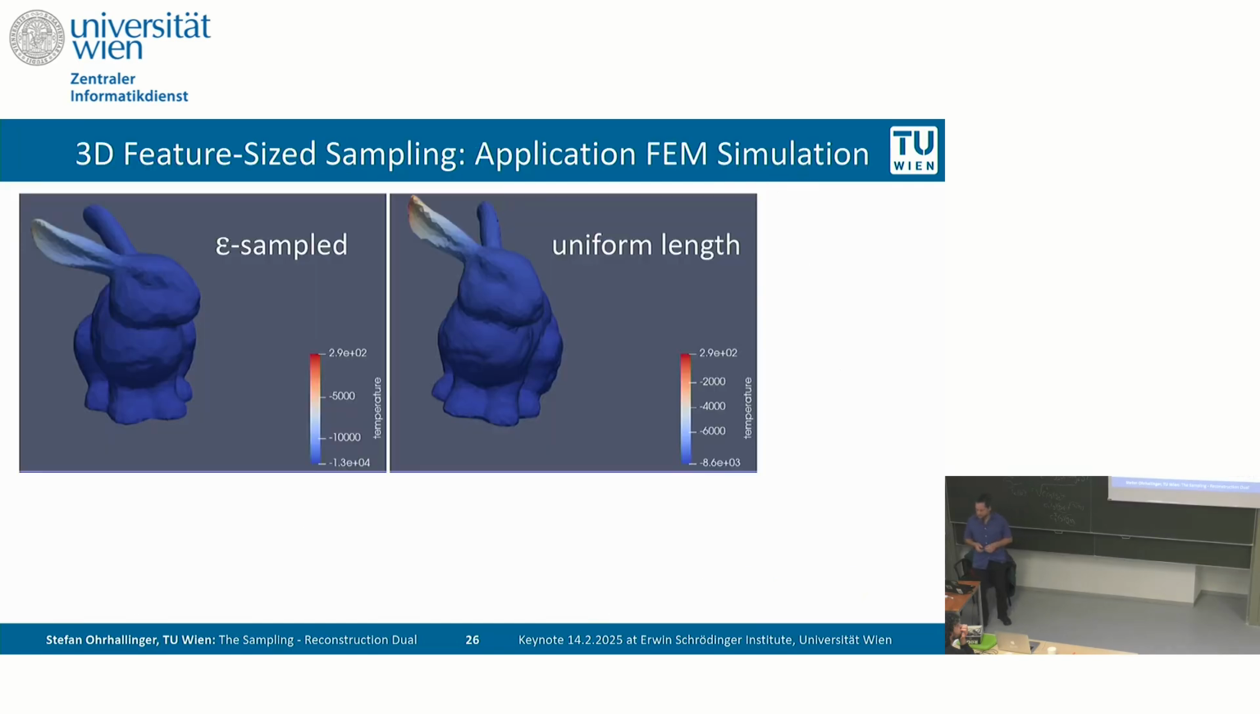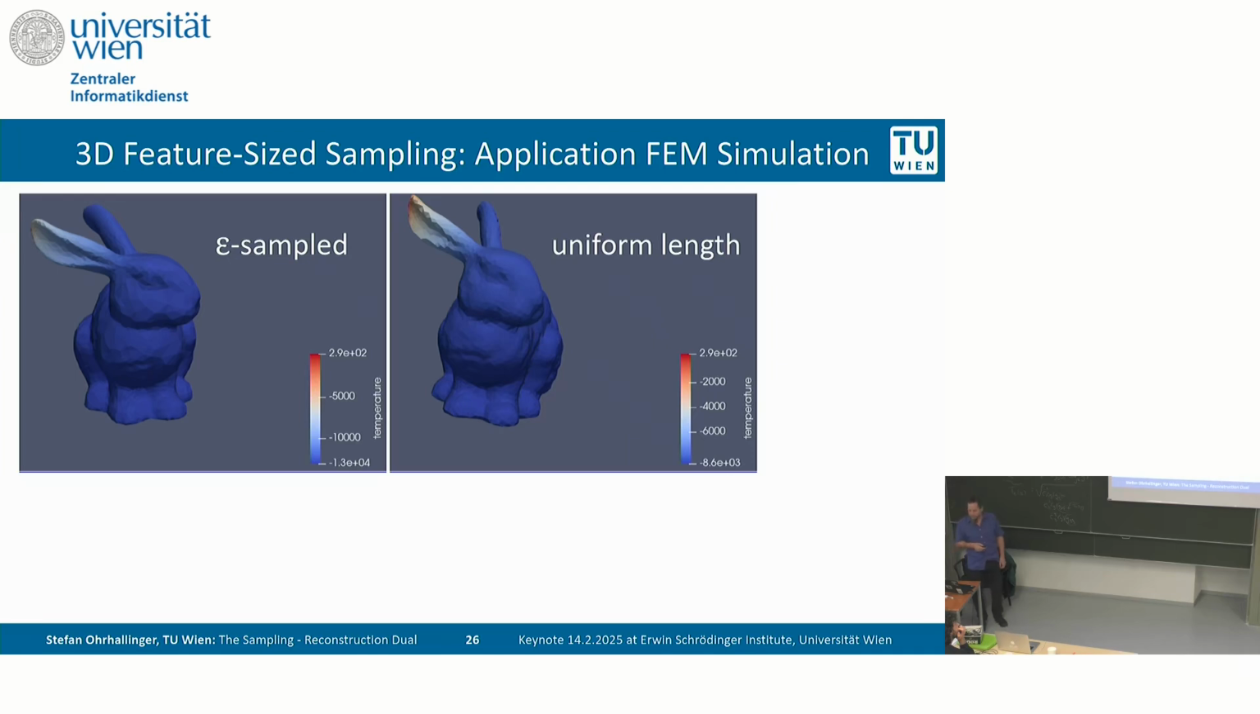So this is also interesting in 3D. Here you can see a mesh that is epsilon sampled. Here we have small features at the ears. So here you can see smaller triangles than in a uniform length mesh.